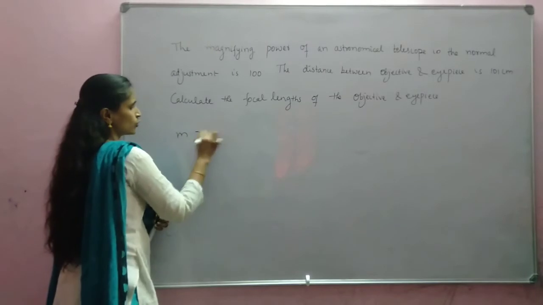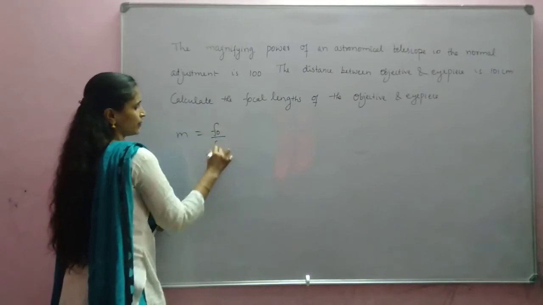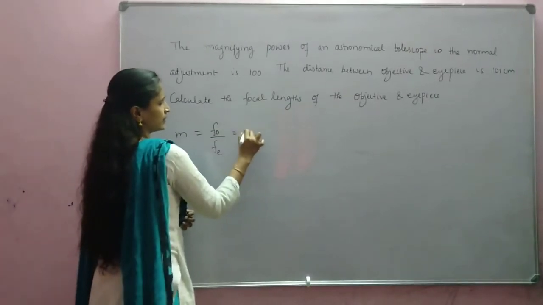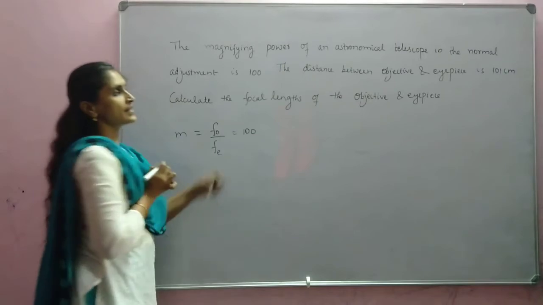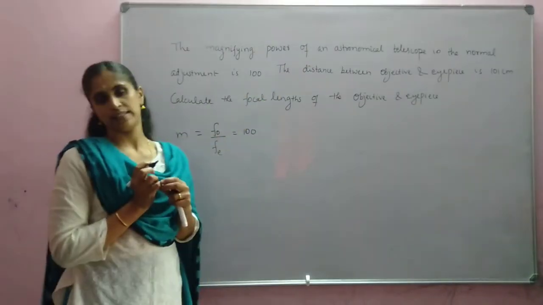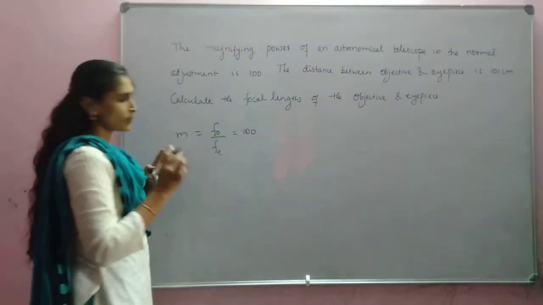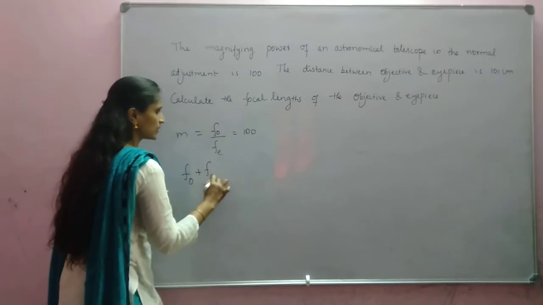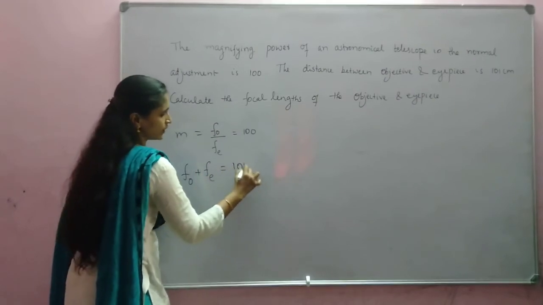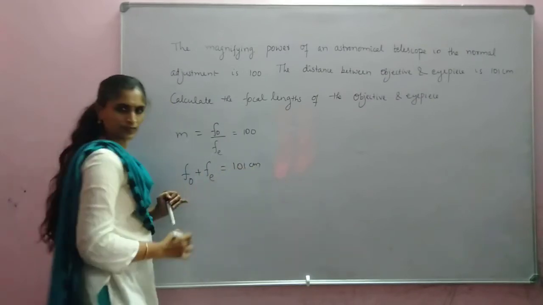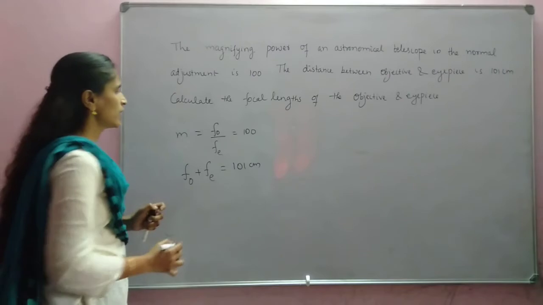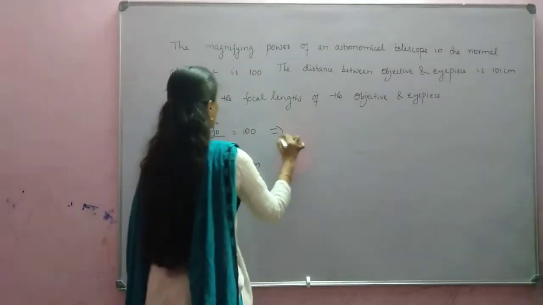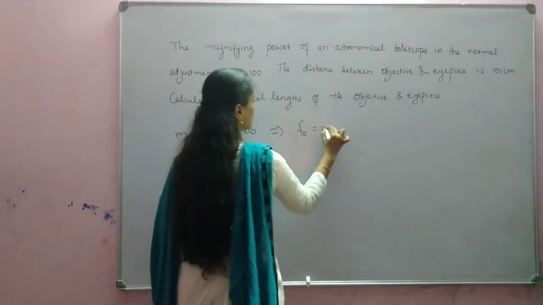M is equal to Fo by Fe, and that is given 100. And the distance between objective and eyepiece, we know that in normal adjustment position, it will be given by Fo plus Fe. It is the tube length, which is equal to 101 cm. So from this we can substitute Fo is equal to 100 Fe.